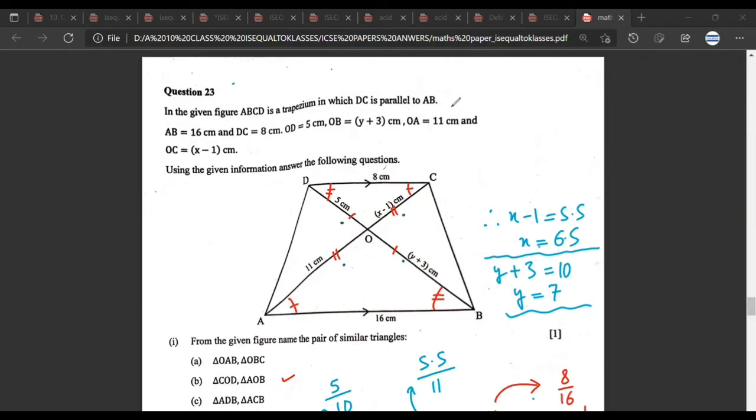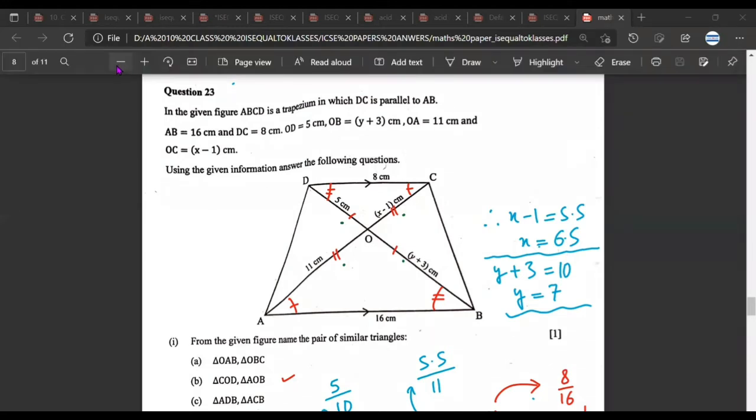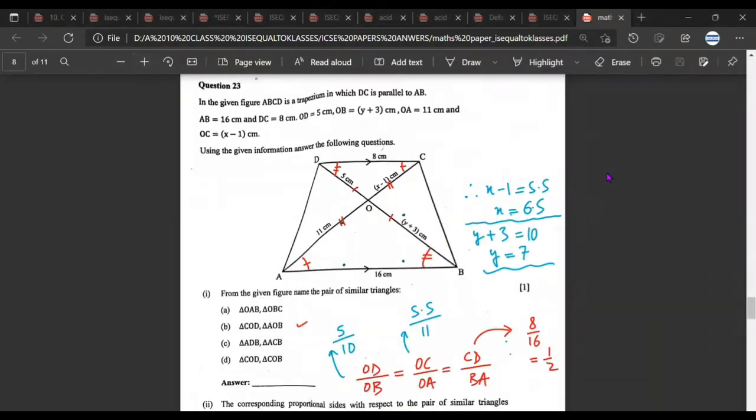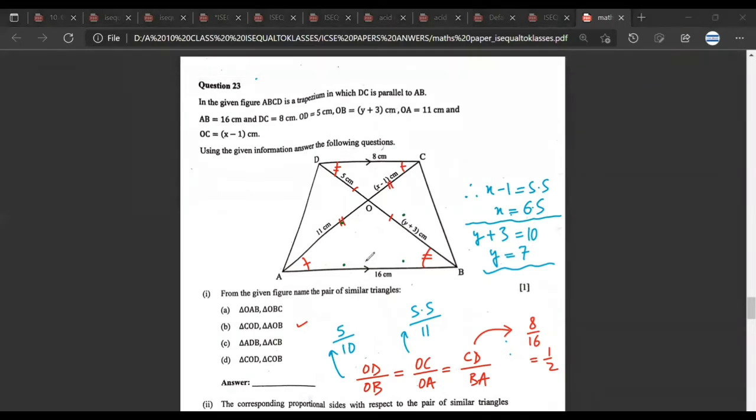So the first question is, I'll have to zoom out. So the first question is again simple. They are asking you the pair of similar angles, and therefore this pair and this pair is similar. COD and AOB, they are similar. Now once you have proved that they are similar, they would be asking you about the ratios of the sides. Ratios of the sides always have to be the corresponding sides. Always remember this. You can also write this as 1 and 2.